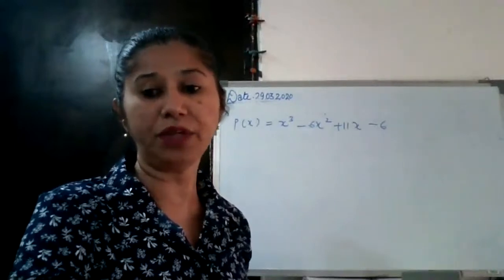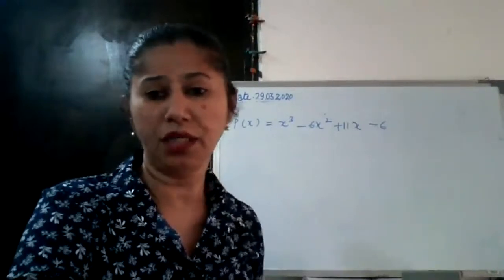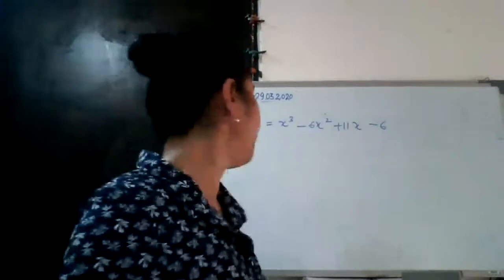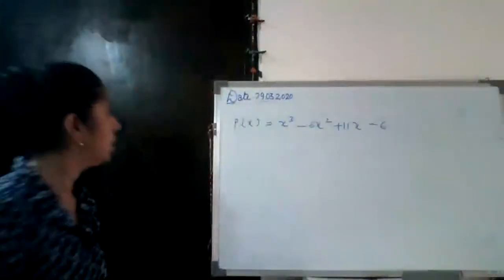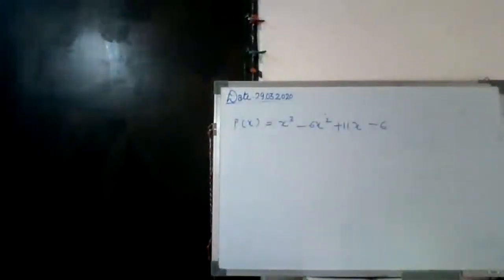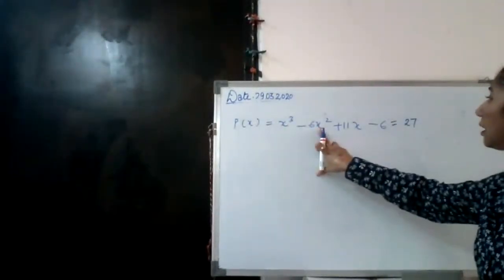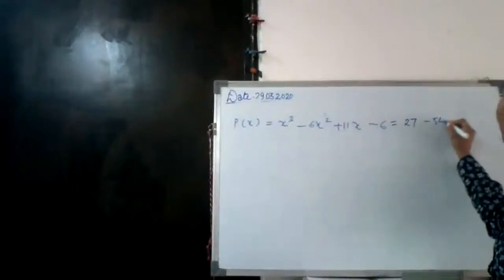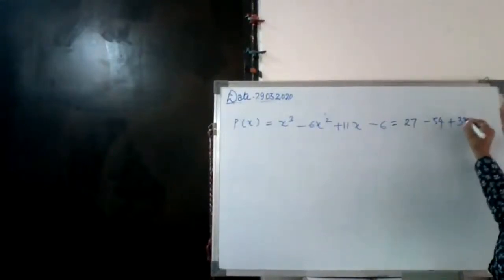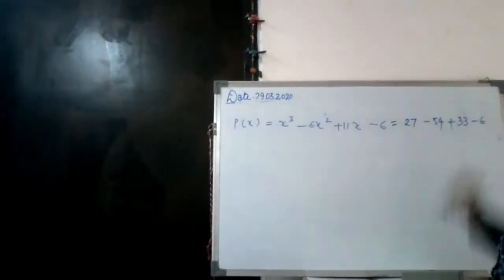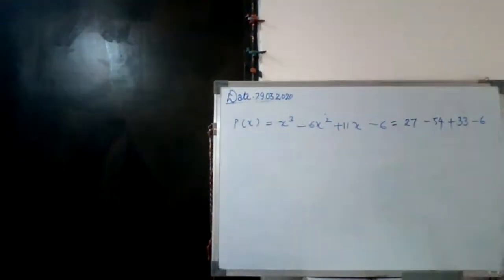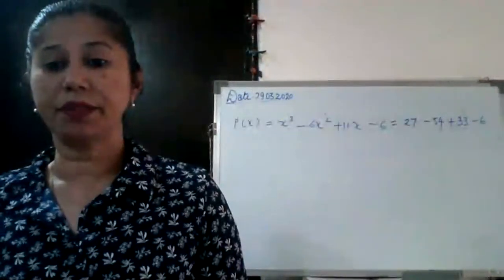Very true. And even P of 3, what are you getting? Anyone with P of 3? Janvi, it is 18. Just check it, please. Is it 27? 3 3s are 9, minus 54 plus 33 minus 6. Yes, Samar correct. Yes, Pratmesh correct.